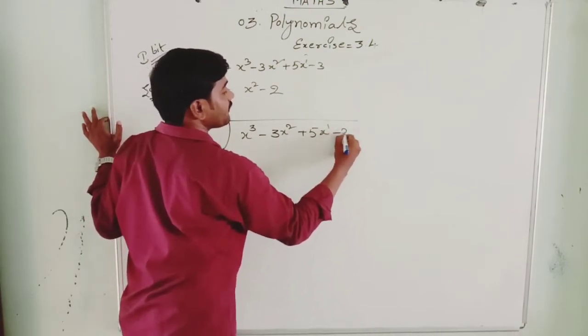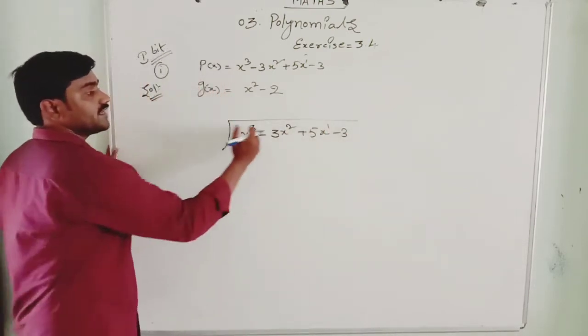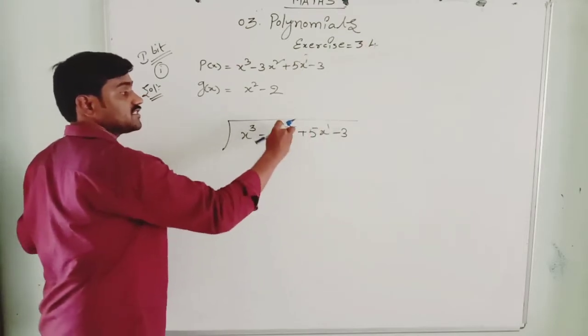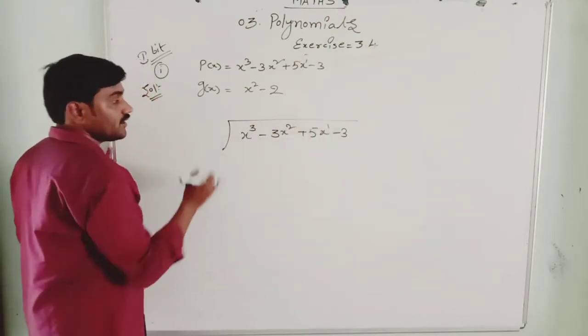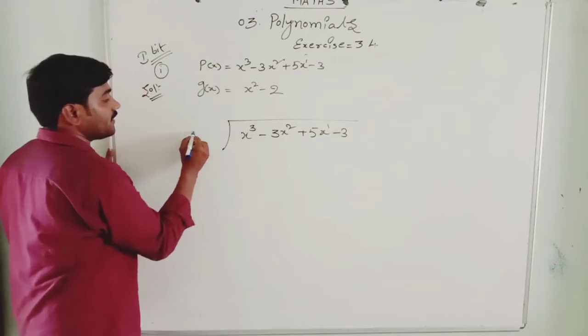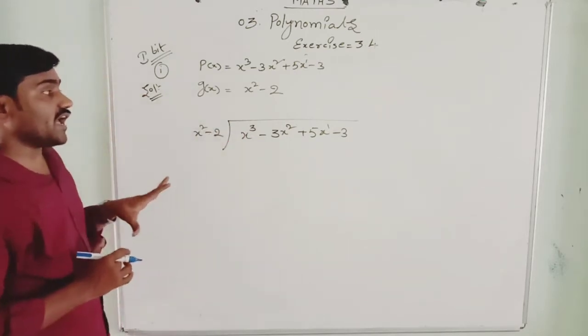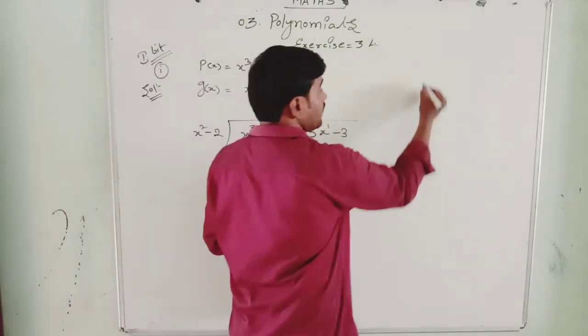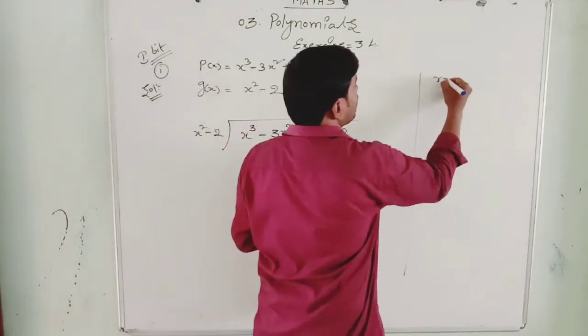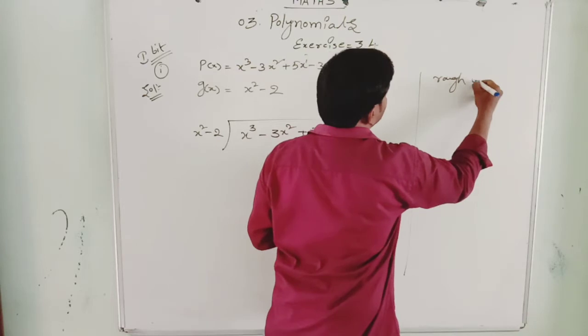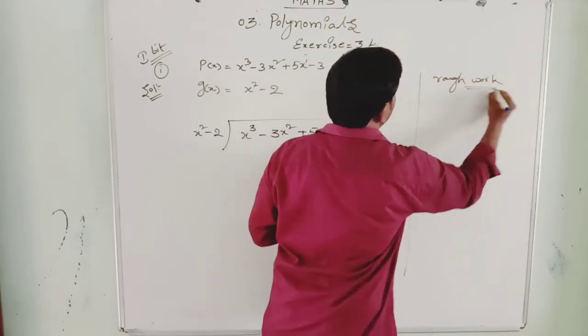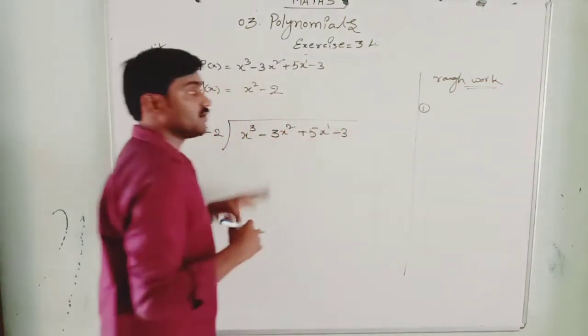Write the numbers carefully. The degrees should be in order. If any degree is missing, you have to put that down as 0. Now this polynomial we have to divide by x square minus 2. For this we have to use rough work very carefully. Rough work is very important in these division problems.